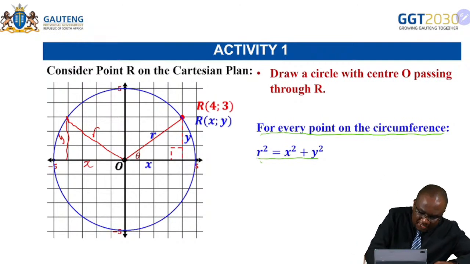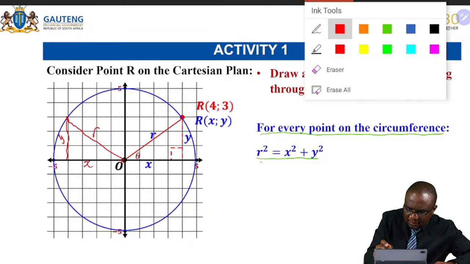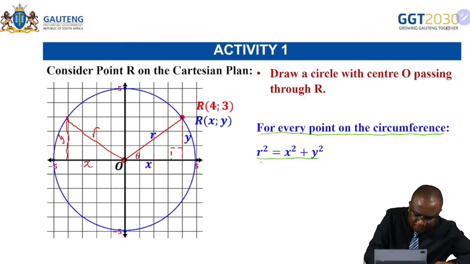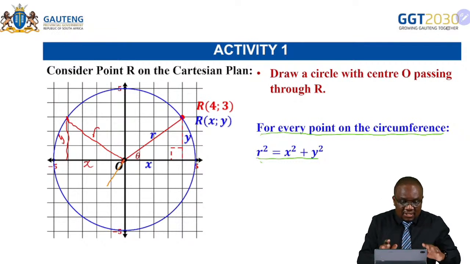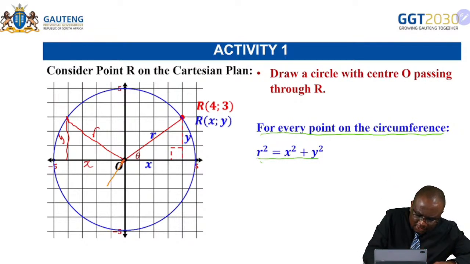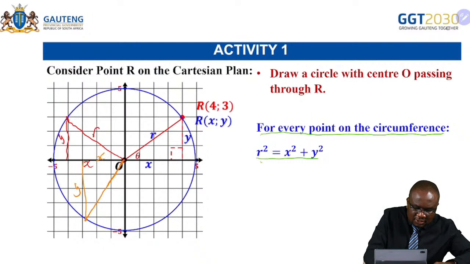Even in quadrant 3, let me pick another pen. Even in quadrant 3, don't draw this, okay? We're discussing here, don't write anything, okay? We're just discussing. Even in quadrant 3, this will be your Y, this will be your X. So this is R.